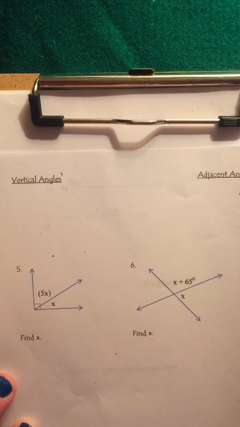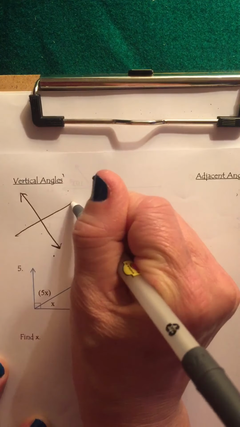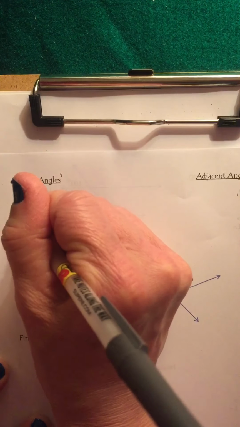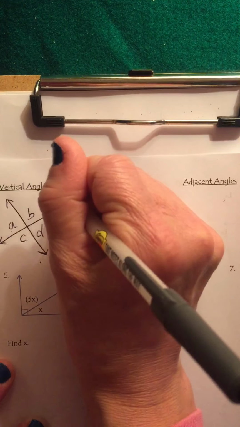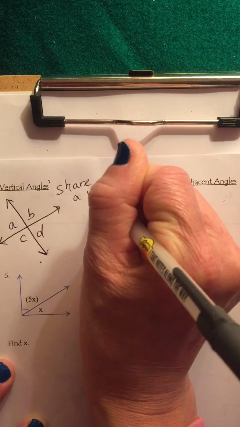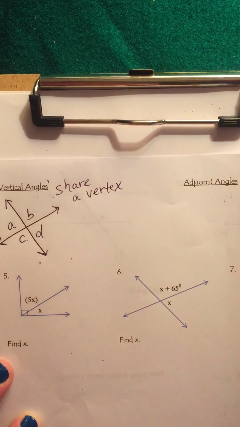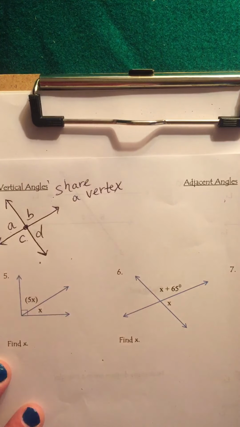Vertical angles, or when we have two lines that intersect each other. I'm going to go ahead and name them A, B, C, and D. Vertical angles share a vertex. And in this picture, remember, the vertex is the point where the two rays of the angle meet. In this picture, A and D are vertical angles, and B and C are vertical angles.